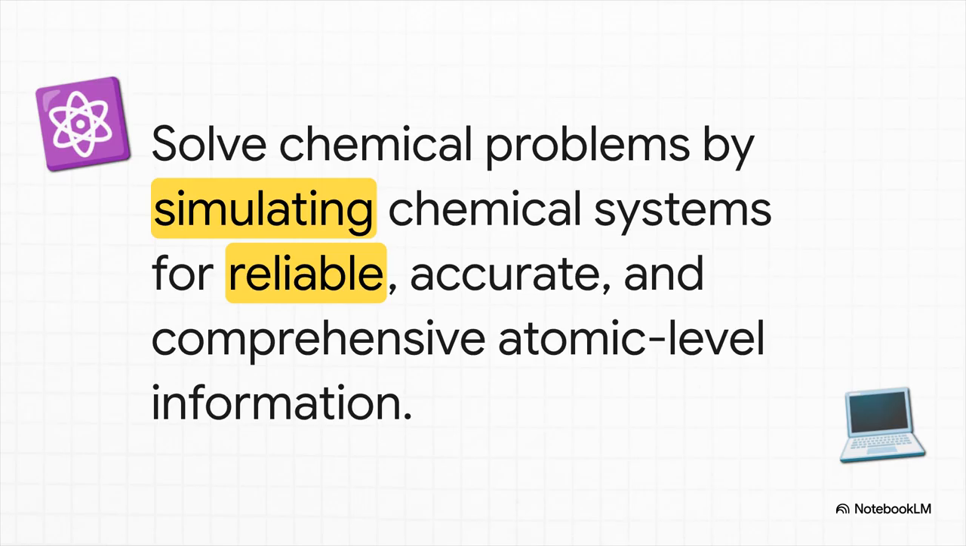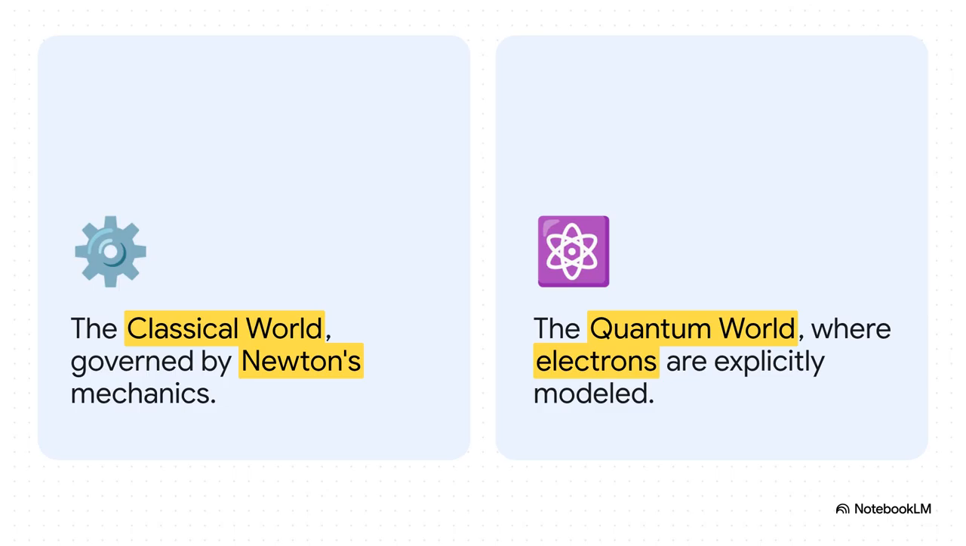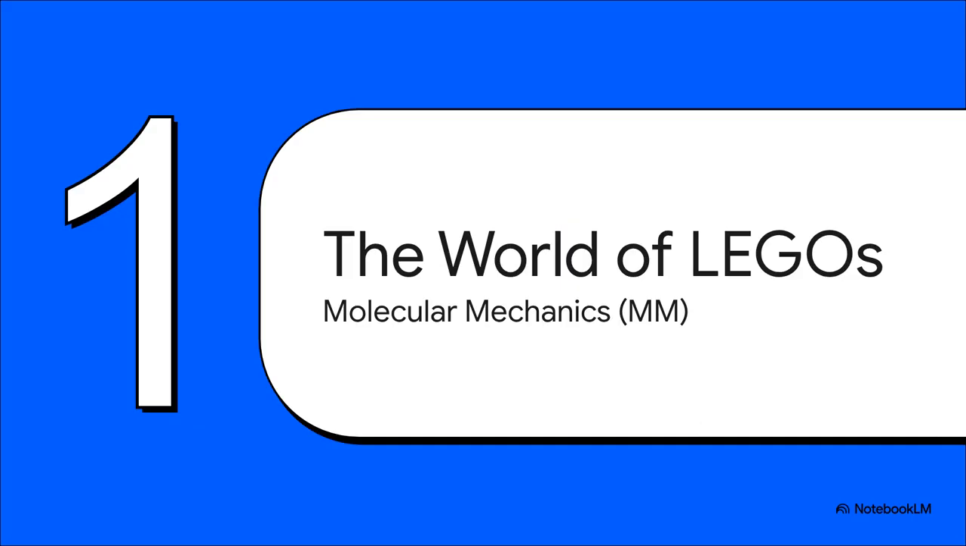Computational chemistry gives us the power to solve really complex chemical problems by creating these incredibly detailed models of tiny, tiny systems. To do this, scientists have basically developed two completely different playbooks, two totally distinct ways of looking at the world. On one side, you've got the classical world, and on the other, you have the quantum world. And understanding the difference between these two, well, that's what this whole explainer is about. So first up, let's explore that classical approach.